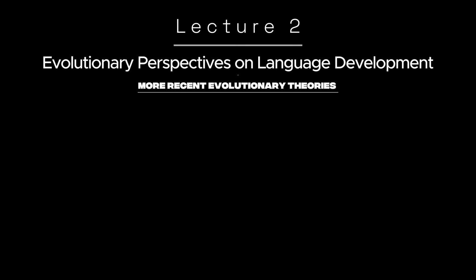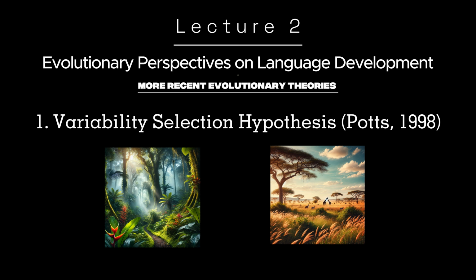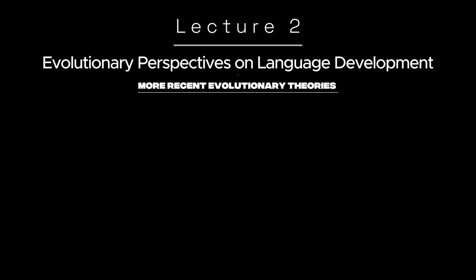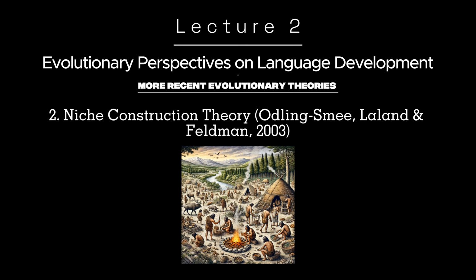More recent evolutionary models attempt to address limitations in earlier theories by incorporating new paleoanthropological and environmental evidence. These include 1. Variability Selection Hypothesis, Potts, 1998. This theory accounts for evidence suggesting that climate oscillated between hot and cool periods during human evolution. It argues that hominins developed adaptive flexibility, enabling their brains to invent language and culture as mechanisms for survival in such changing conditions. 2. Niche Construction Theory, Odling-Smee, Laland, Feldman, 2003.